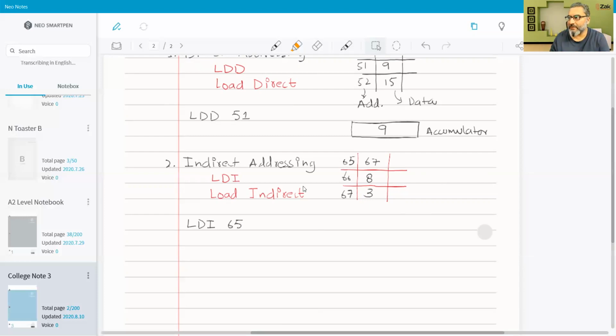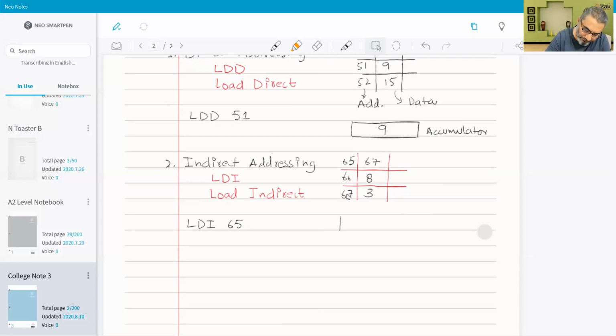So at 65, we will find the actual address of the data. So we will see 67, then we will go to 67. And in the accumulator, we will have 3. So get the idea? This LDI is basically indirect. So whatever the address that is pointed is actually the address of the data. So at 65, this is 67.